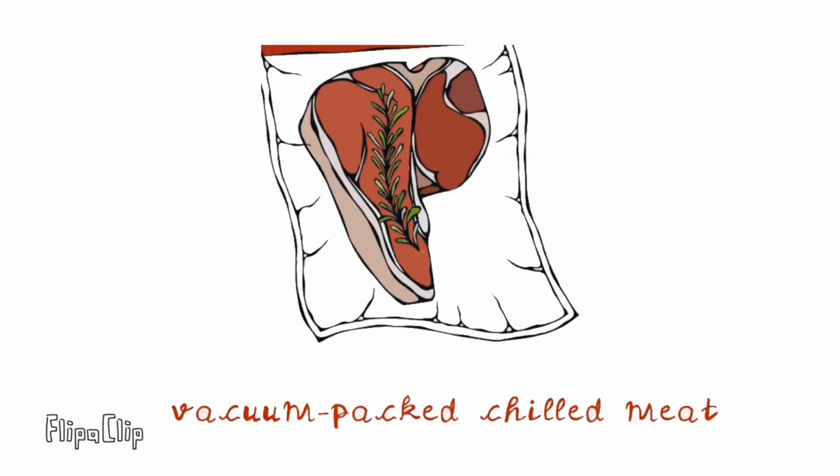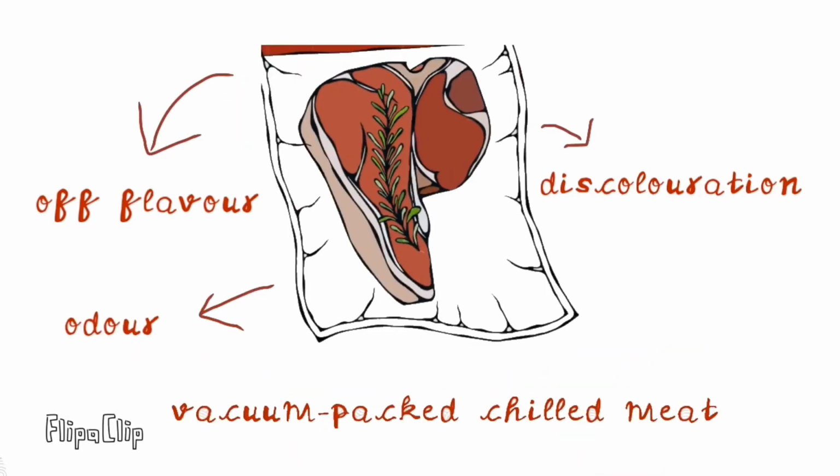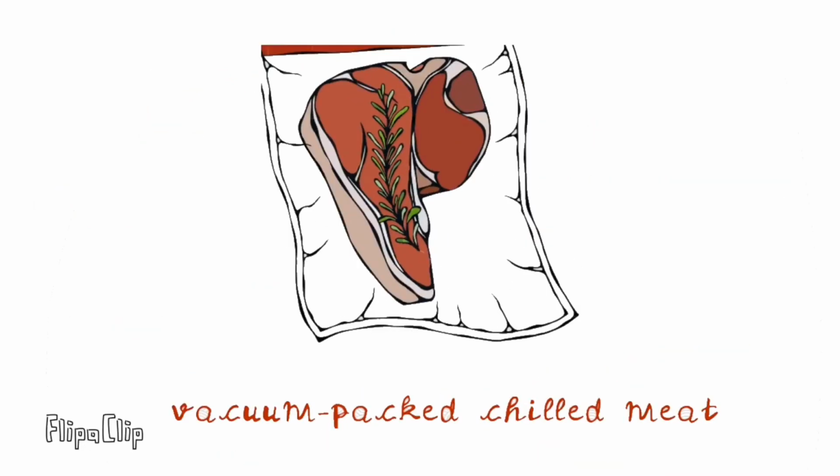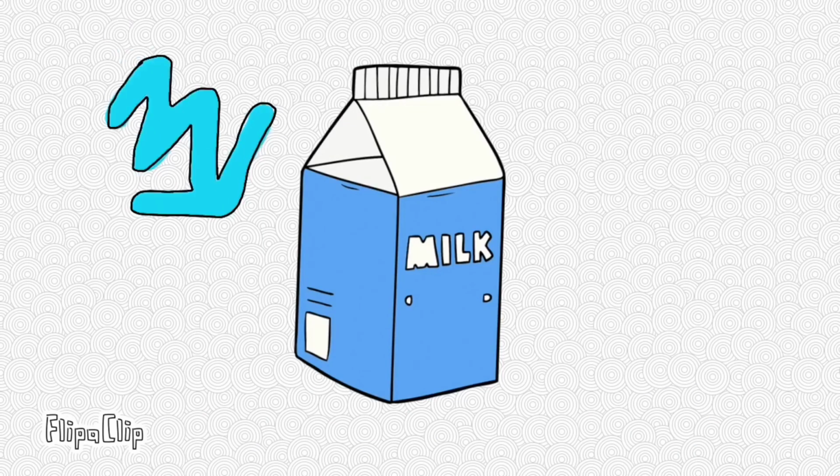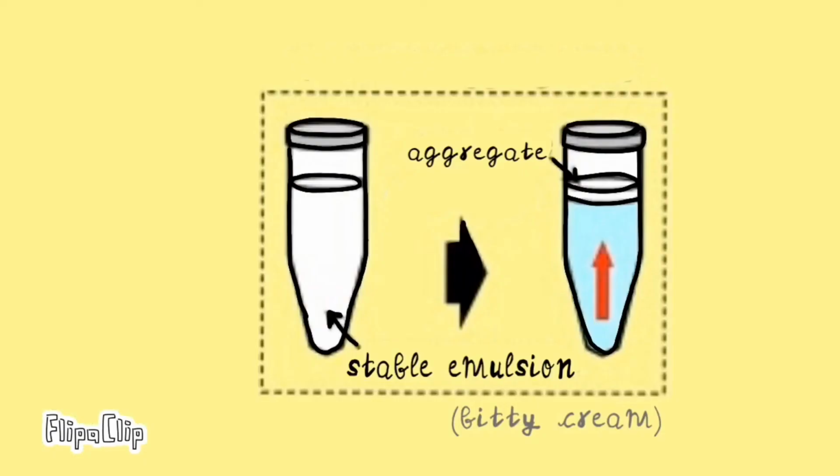C. botulinum and Bacillus can cause off-flavor, odor, and discoloration in vacuum-packed chilled meat. Contamination of meat is by C. perfringens from soils and tanks and causes aggregation of a creamy layer.